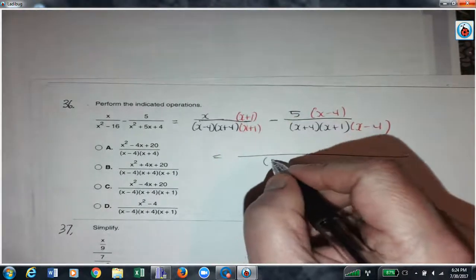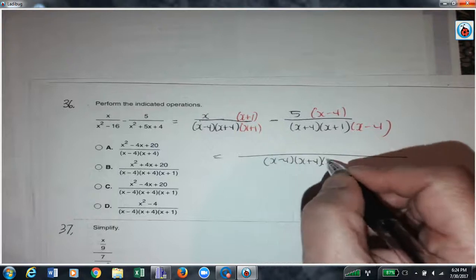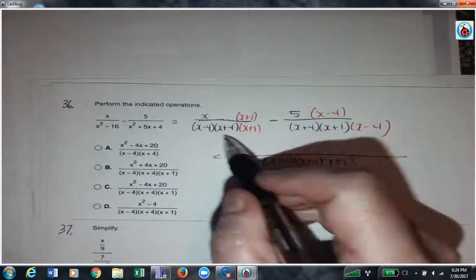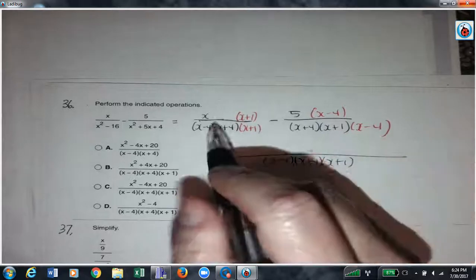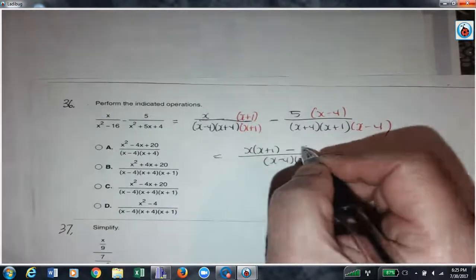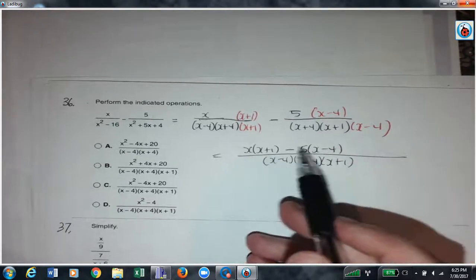And I'll just write it as x minus 4 times x plus 4 times x plus 1, because the order doesn't matter. 3 times 2 is 2 times 3. The order doesn't matter. So putting these into one fraction, I'll have that. Now that's a correct answer, but I've got to clean up the top.